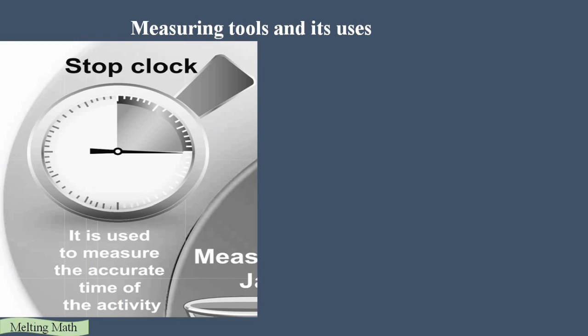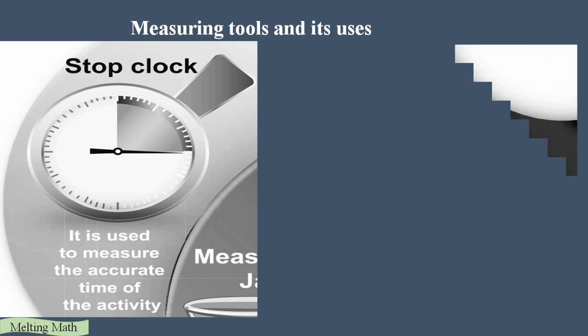Next one is a stop clock. We are using the stop clock in PT in the playground. In your PT, the sirs are using this stop clock to measure the running speed and so on. It is used to measure the accurate time of the activity.